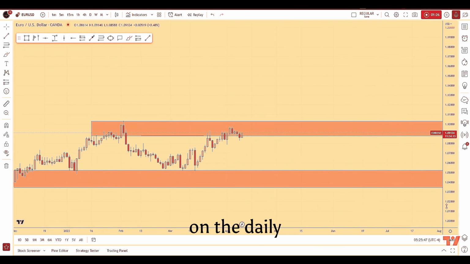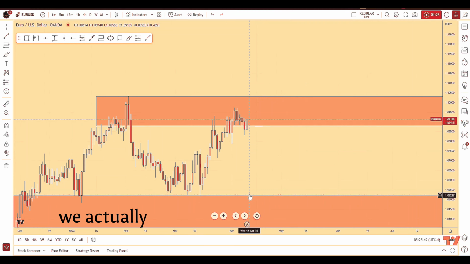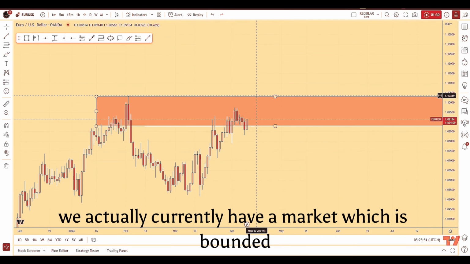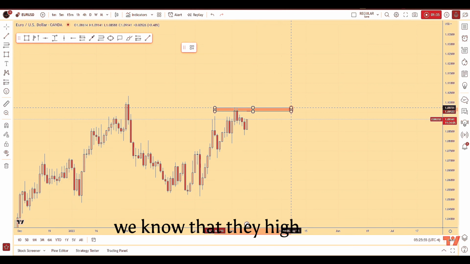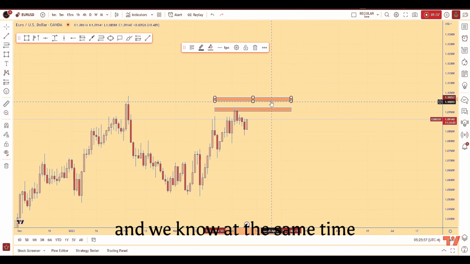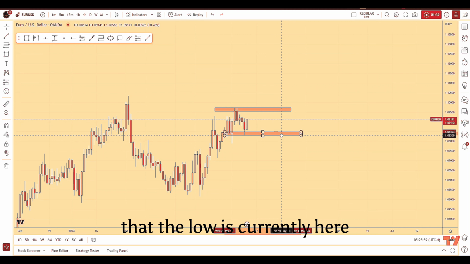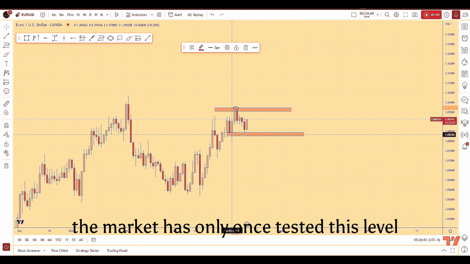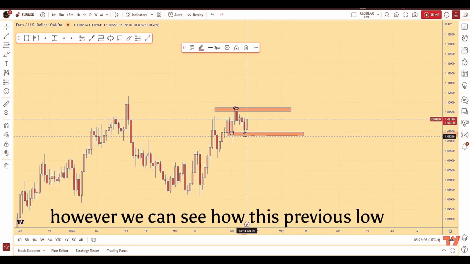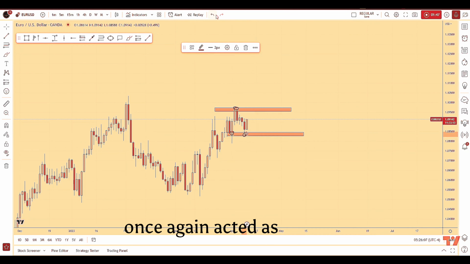Dropping down on the daily, we can see how from a daily perspective, we currently have a market which is bounded in between resistance and support. We know that the high is here, and we know at the same time that the low is here, which is still acting as support. The market has only once tested this level. However, we can see how this previous low has now once again acted as support.